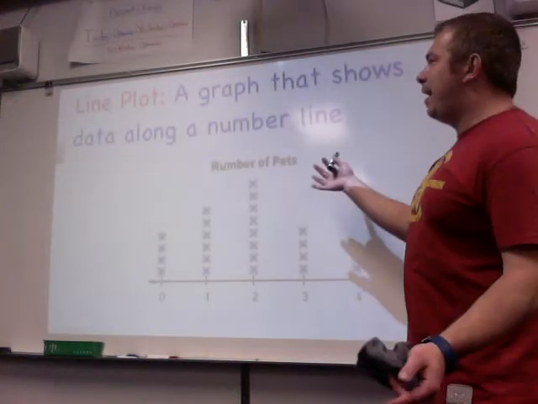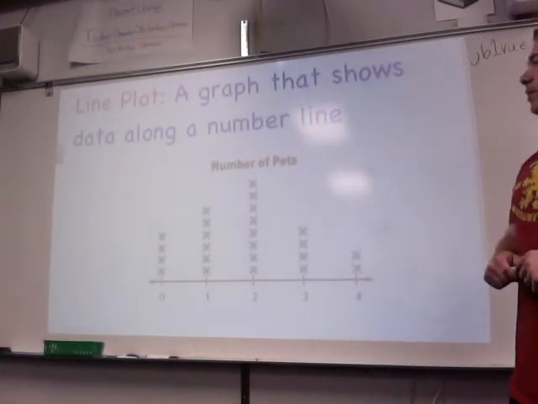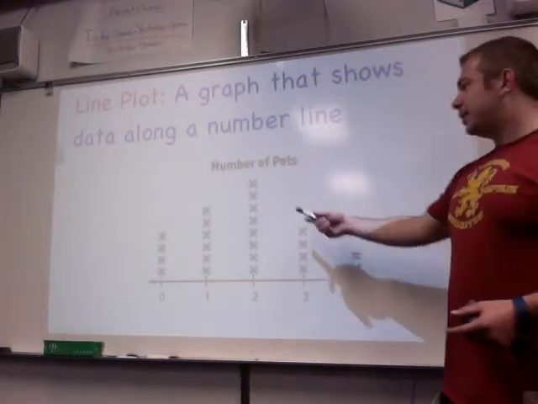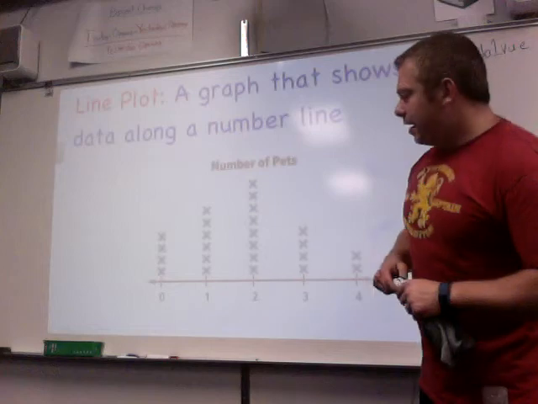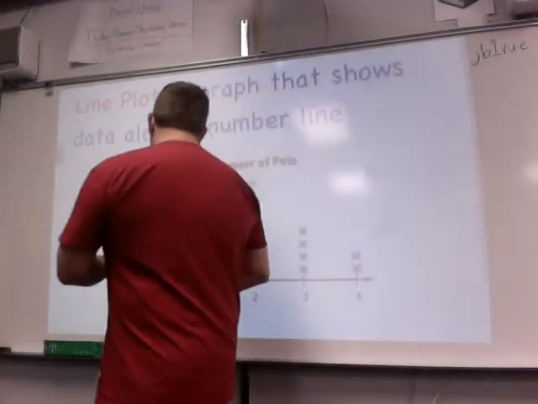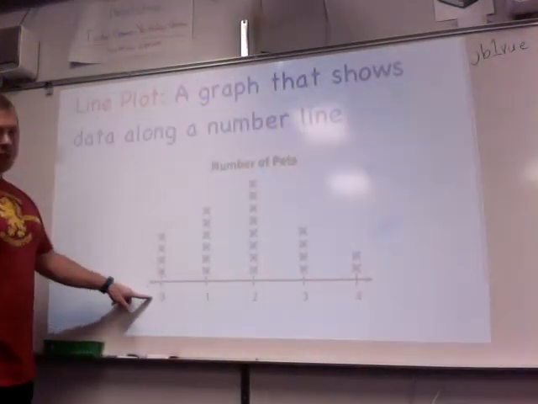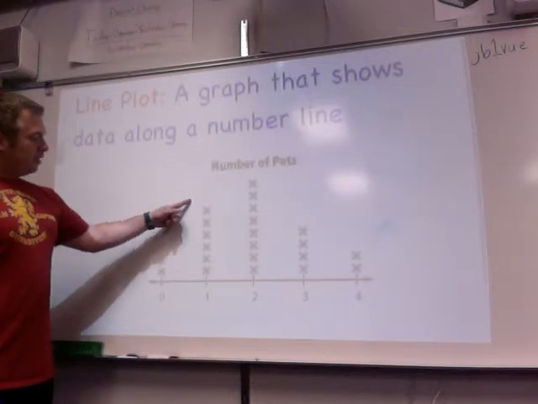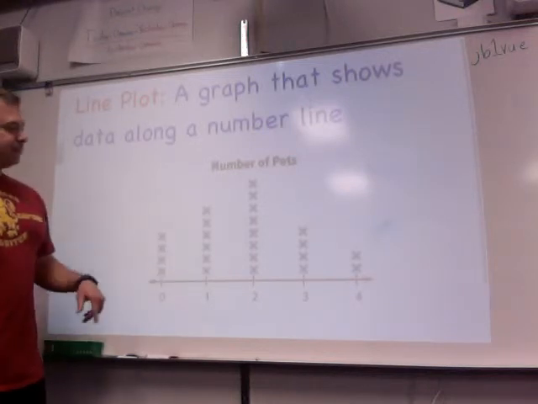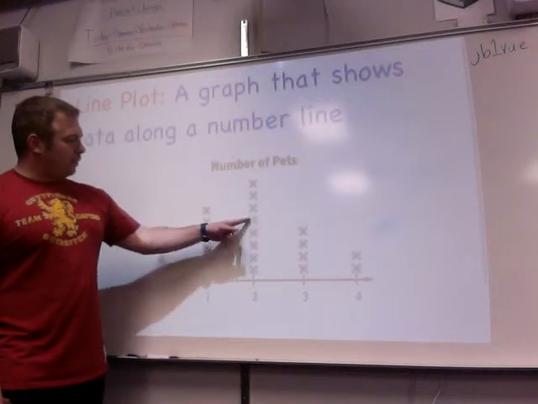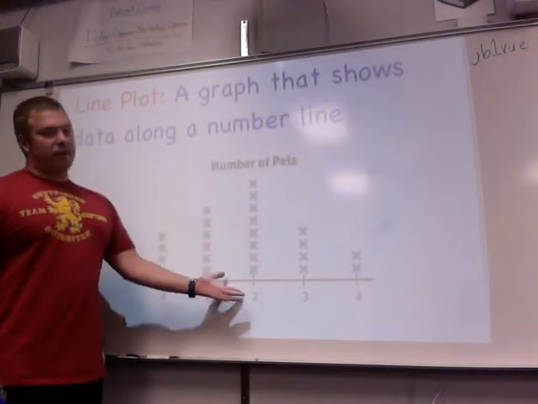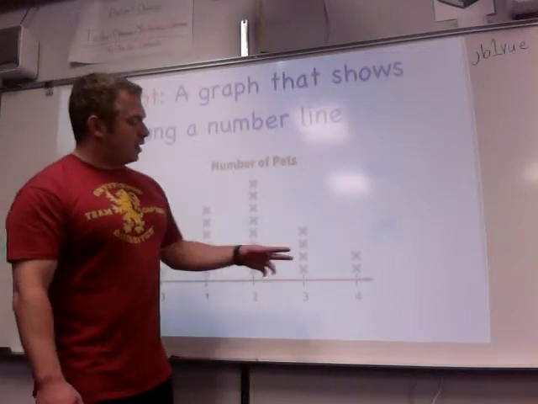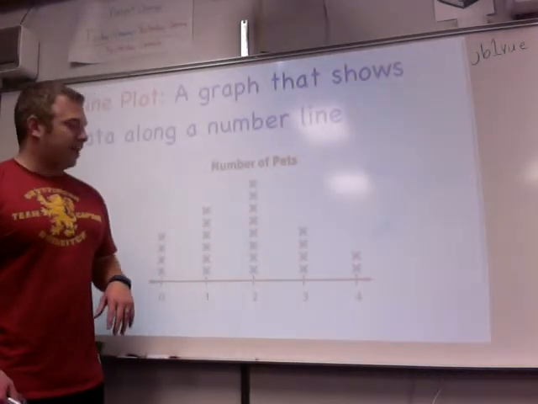Okay, first of all, a line plot is a graph that shows data along a number line. So here's just one example of one. It says number of pets, and four people have zero pets. Six people have one pet. Eight people have two pets. Four people have three pets, and two people have four pets.